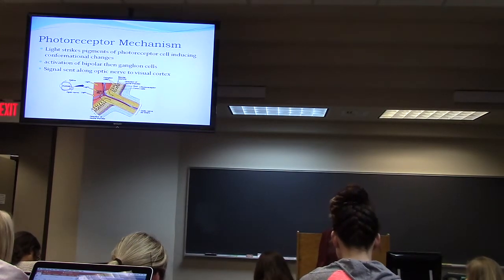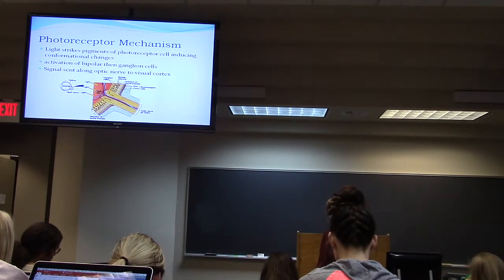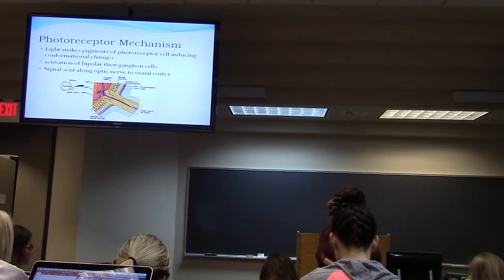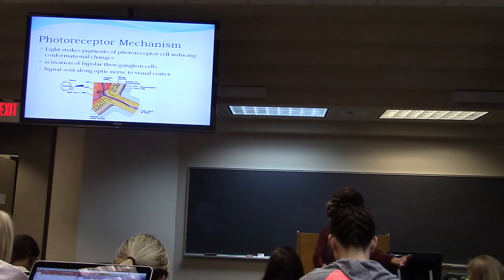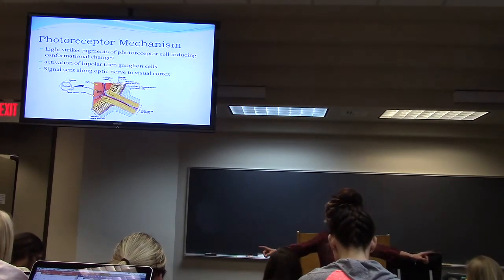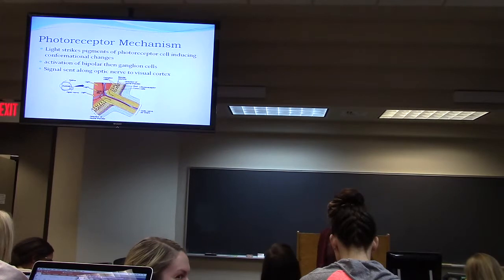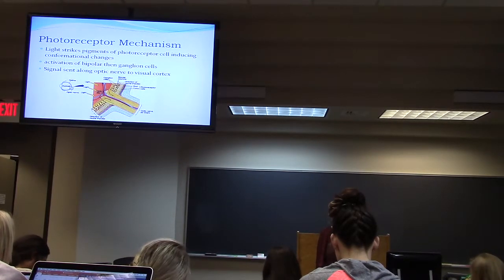Love it! Light strikes the pigments of the photoreceptor cell, inducing conformational change. That activates a bipolar cell, then a ganglion cell, and the axon of the ganglion cell will take that information along the optic nerve, cranial nerve number two, to the visual cortex. That's it. That's how it works.